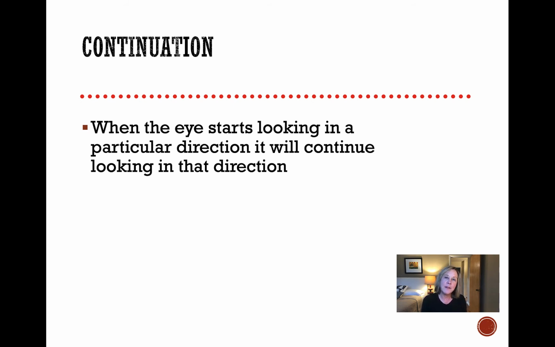Next, we have continuation. With continuation, when the eye starts looking in a particular direction, it will keep looking in that direction. Just like when you're reading this text, you start reading along that line and your eye keeps moving to the end of the line. So it will keep looking in that direction until it stops or something interrupts it.